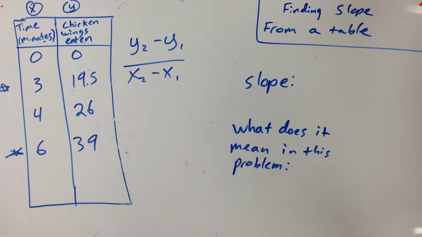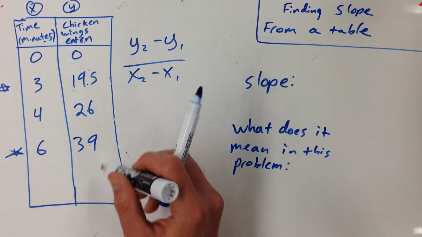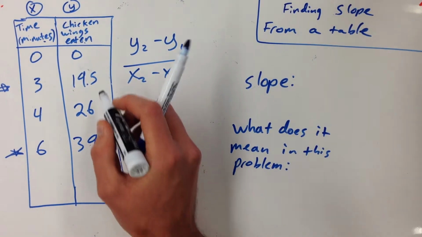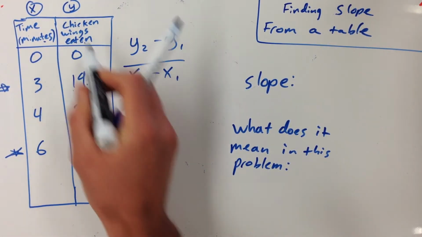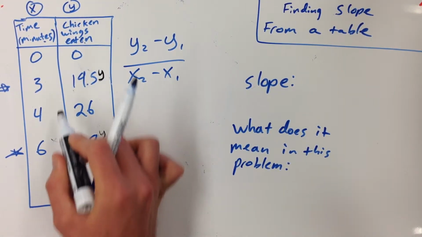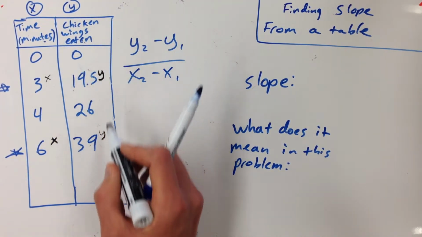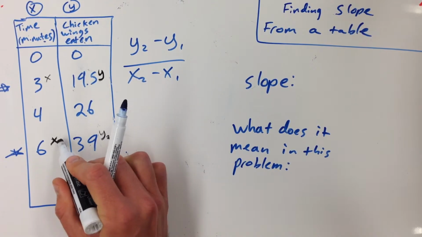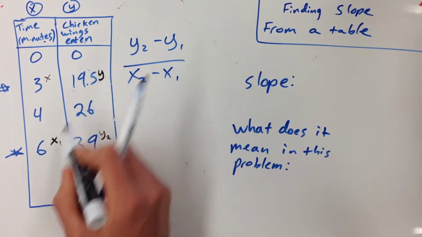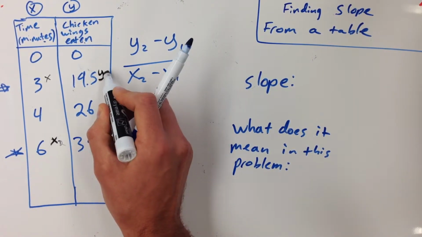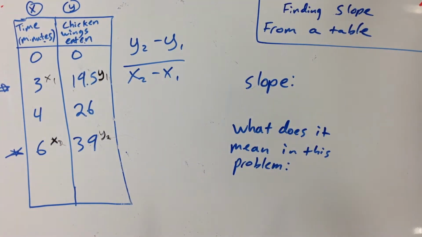Now remember, these we said were y values, and time was going to be our x values. And I'm just going to call this my second point and my first point. And using those, I'm just going to plug them into the equation.